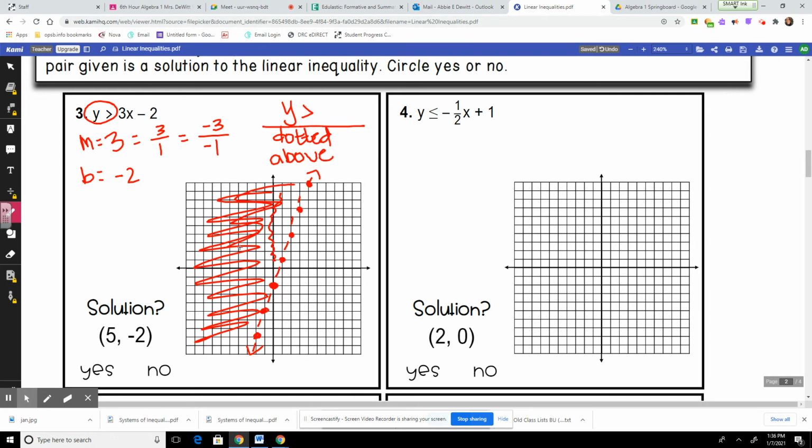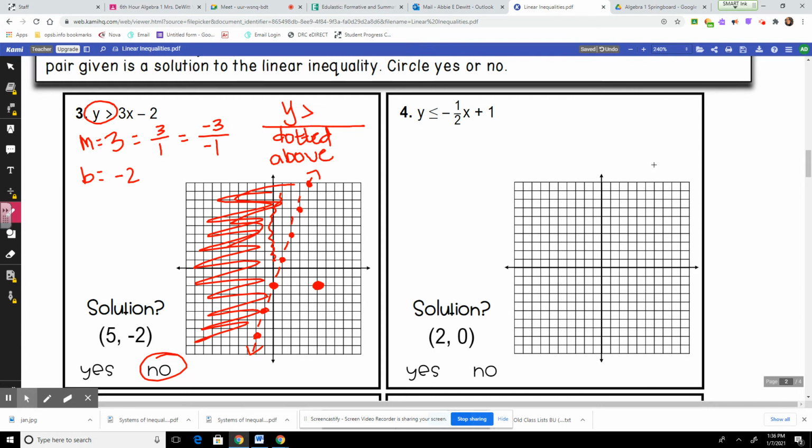And the question says, is 5, negative 2 a solution? Well, 5, negative 2, 1, 2, 3, 4, 5, negative 2 is over here. Does this point lie in the shaded region or on a solid line? No, it is not in the shaded region and it's not on the solid line, so it is not a solution.